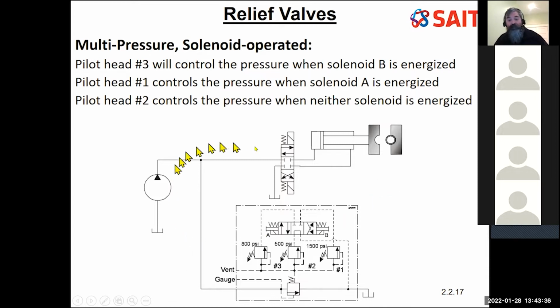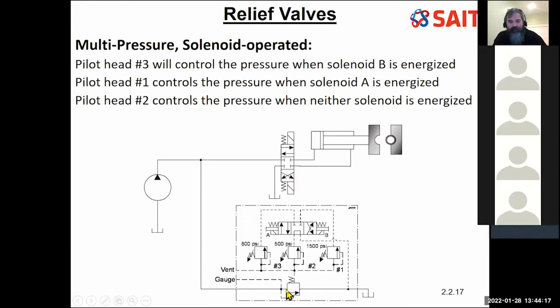So I have a circuit very similar to what I had before, where I'm going to clamp something, but in this case, I've got a more sophisticated pilot operated pressure relief valve. In the bottom here, we can still see the regular old pressure relief valve, but you'll see I've got 3 different pilots. I've preset these pilots to 800 psi, 500 psi, and 1500 psi. I might be clamping plastic, rubber, or steel, and they're each going to want different pressures.